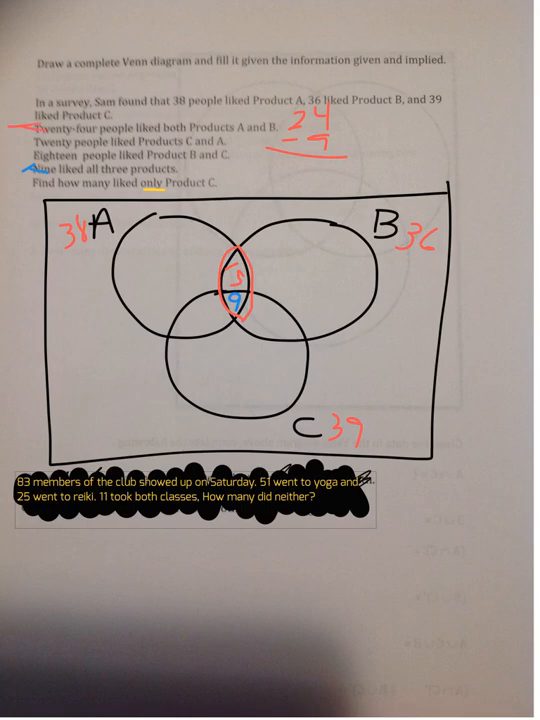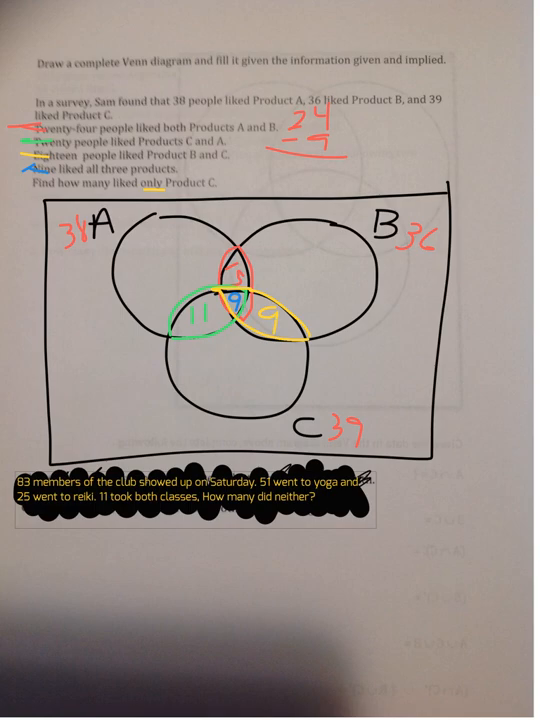Okay. 20 people liked products C and A. So that's right here. This is this one. If there's 9 already here, we need to put 11 there. And then we're going to have 18 people liked B and C. That's here. And that's going to be 9.